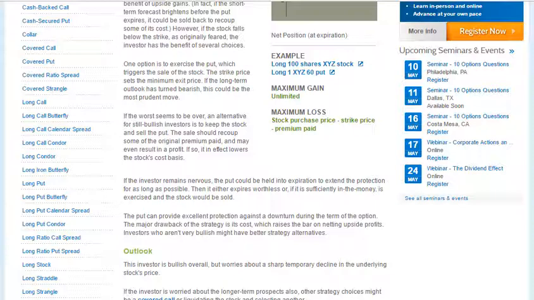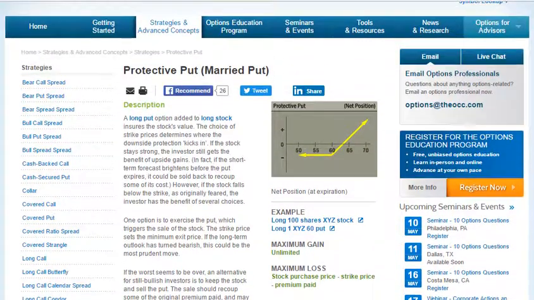The major drawback of the strategy is its cost, which raises the bar on netting upside profits. Investors who aren't very bullish might have better strategy alternatives. So again, I just wanted to read through that, but you can see they've got an example here of long 100 shares XYZ stock and long 1 XYZ put. So the maximum gain is unlimited, as we said. It's the same as owning the stock. The maximum loss is the stock purchase price minus the strike price plus the premium paid, which we saw.